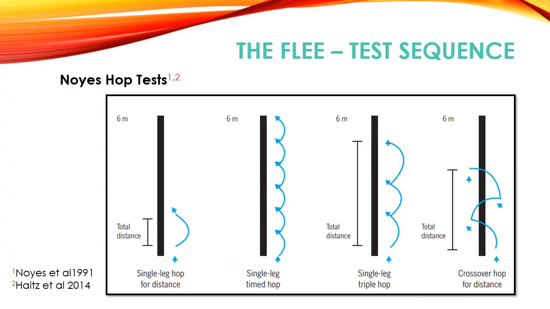The next sequence is the Noyes hop test battery, all sagittal plane hops. First is a single leg hop for distance, then the 6-meter timed hop, the triple hop, and the triple crossover hop. We'll go through each of these with some visual details.